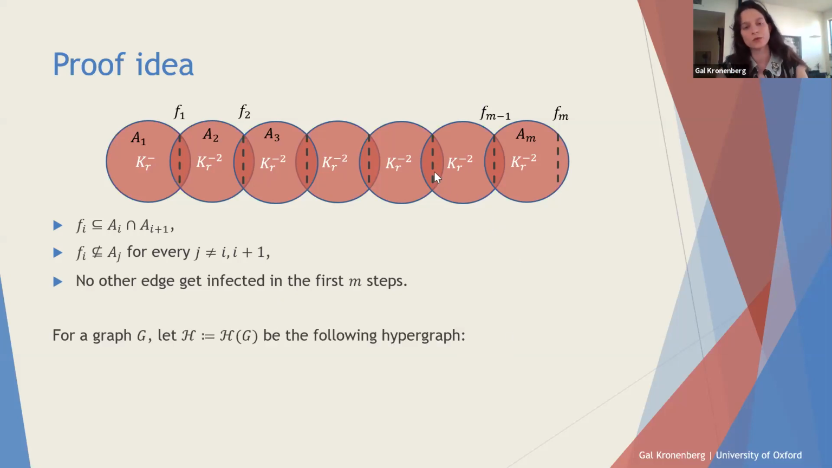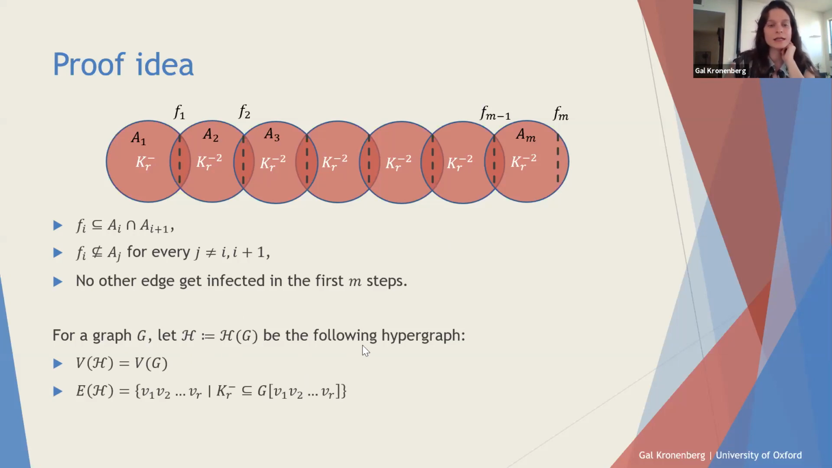For this, it will be convenient to think of these cliques as hyperedges in a hypergraph. So we have an R-uniform hypergraph. Each clique that will get infected eventually, we will think of as a hyperedge. And we want to infect these R-uniform hyperedges. So we want to define a hypergraph from G. The vertices will be the same vertices, and the edges will be those cliques that will eventually get infected.